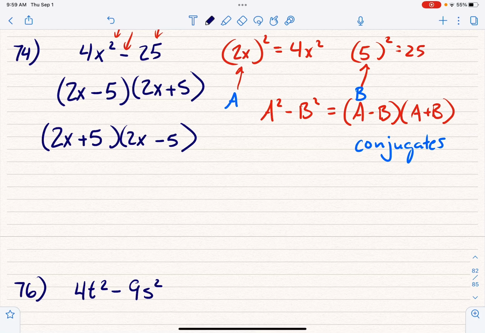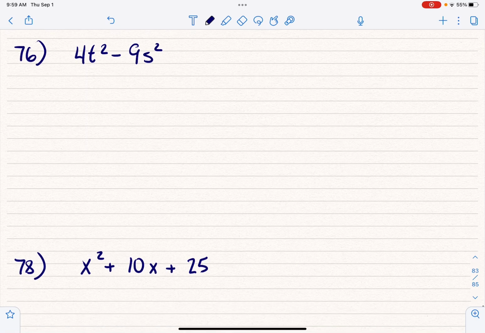You're still just multiplying the two conjugates. Okay, so we had the difference of two squares. Difference of two squares always factors down to the conjugates. Again, we have the difference of two squares.